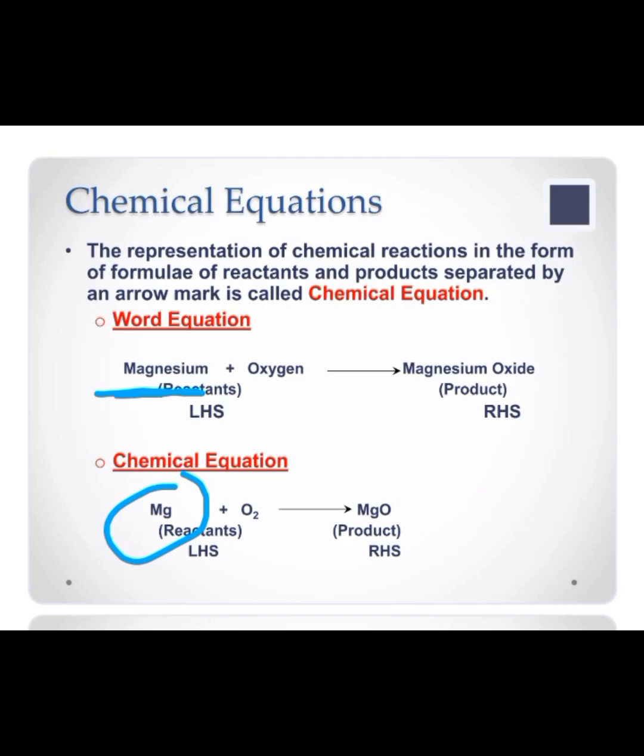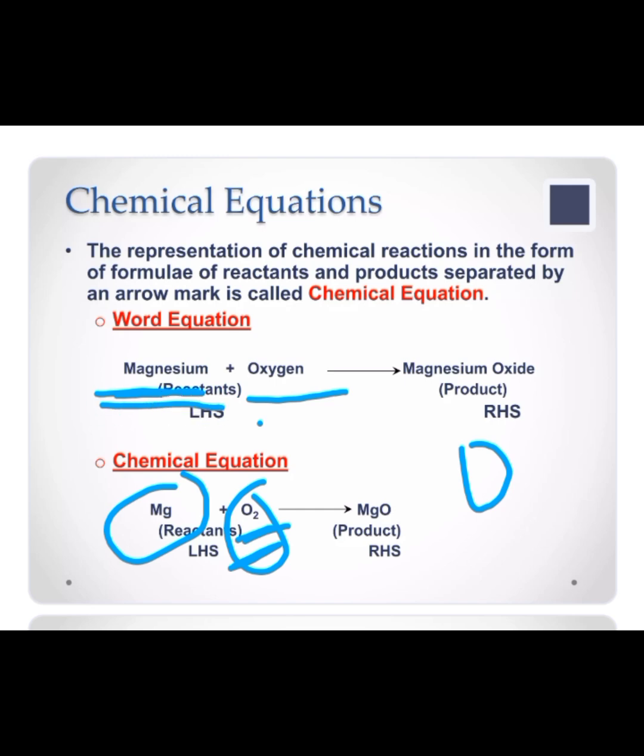If we represent it in a chemical equation, it is represented in the form of a symbol like Mg. So Mg is the symbol of magnesium. Oxygen is written here in the word equation, but O2 is the symbol for oxygen. Simply, oxygen is represented by O, but the molecular form of oxygen is represented in the form of O2.